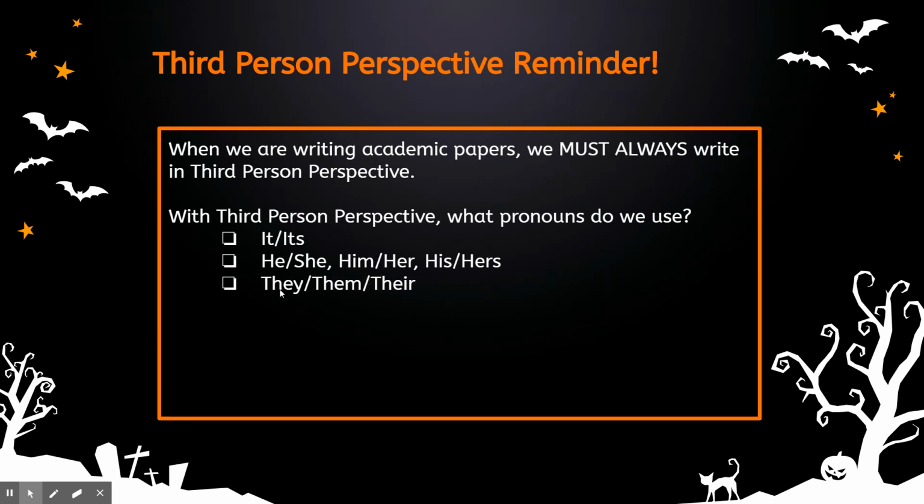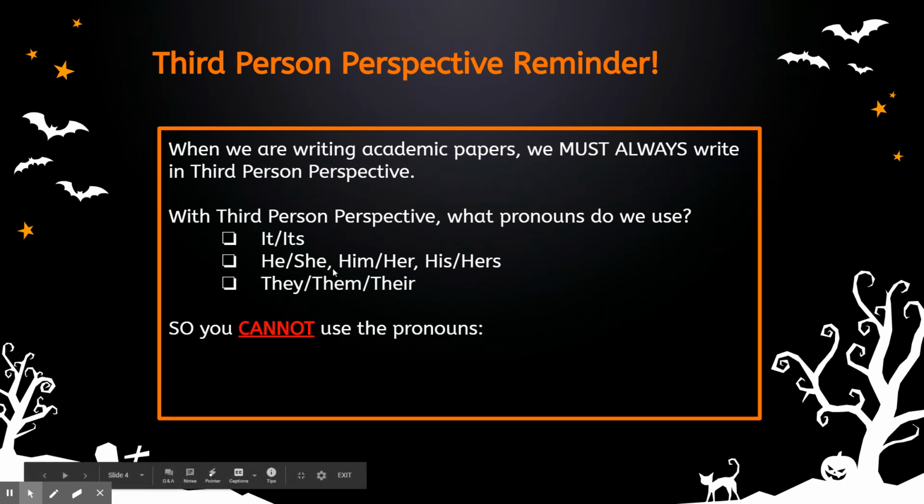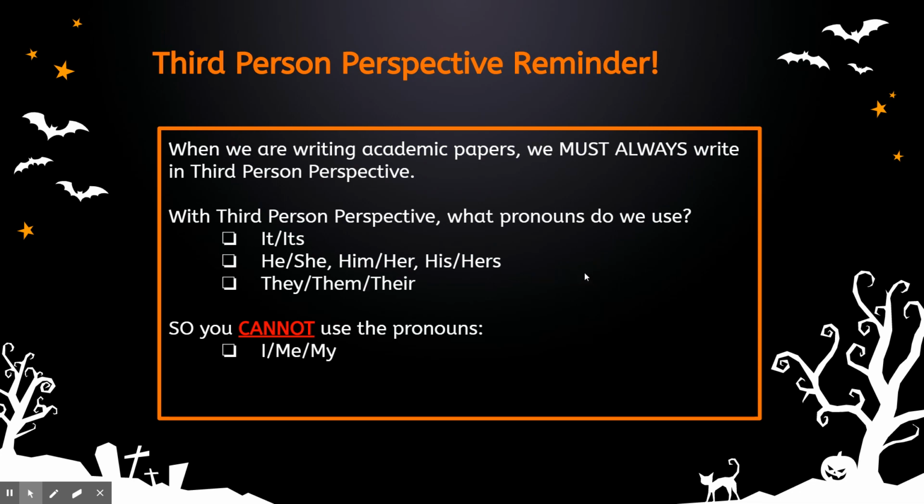So if you're talking about more than one person, you would use they, them, their. If you're talking about just a guy, you say he, him, his. Or a girl, you say she, her, hers. Or if you don't know the gender, or you're talking about an object or an animal, you would say it or its. So when you're writing your papers, you have to stick with this third person perspective. When you're posing those questions, you can't say, have you ever heard of blank? Because that's using second person. You have to only use third person pronouns.